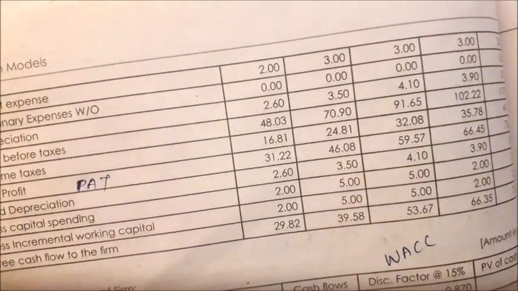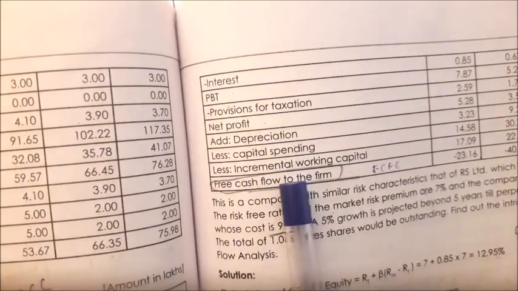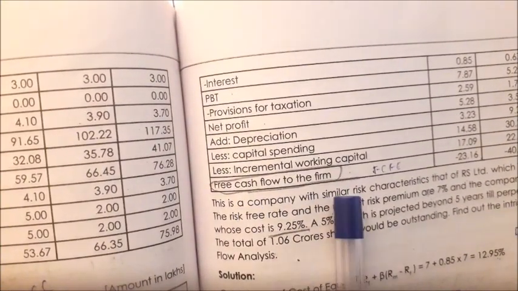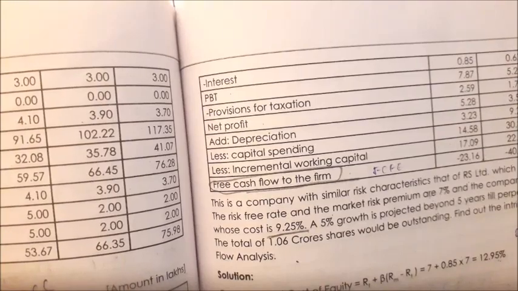Okay, the same is the case in illustration number 23 also. They have not added interest (1 minus t), and they have written it as free cash flow to the firm. How come it's so? This is the big question.